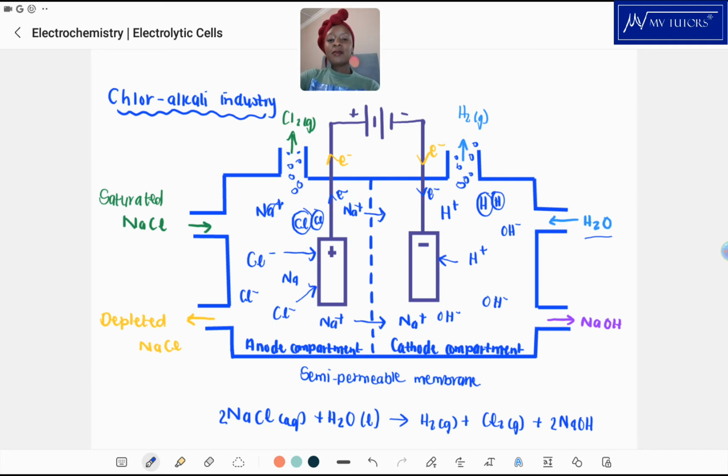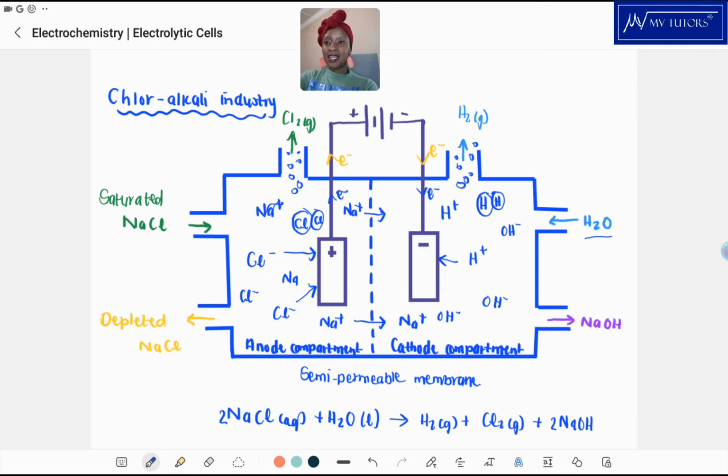Now the sodium is there, frolicking in the cathode compartment, like, okay, what am I meant to be doing now? And then the hydroxide is like, hey, yo, you want to hook up? And yay, they can hook up. And then you have the last product, which is sodium hydroxide, also known as caustic soda.